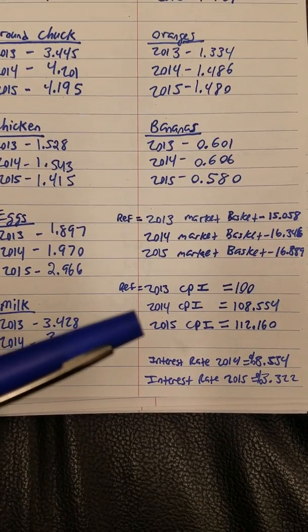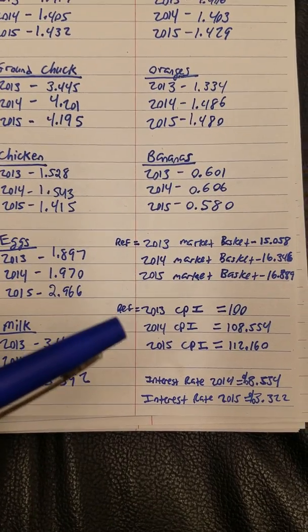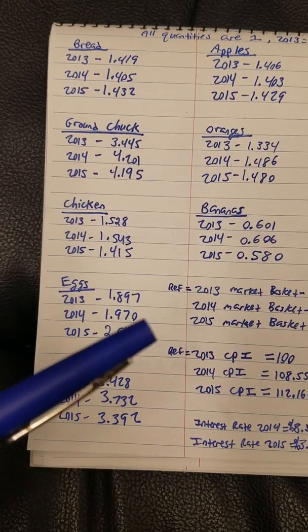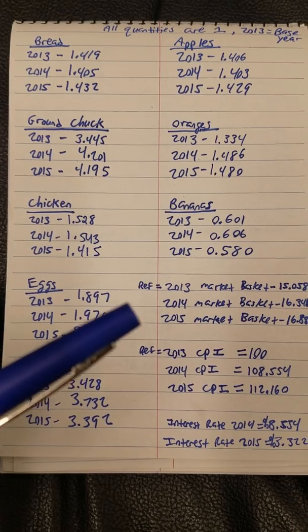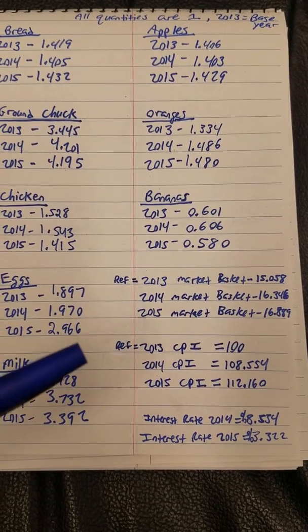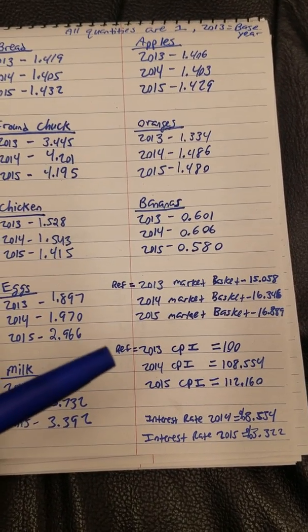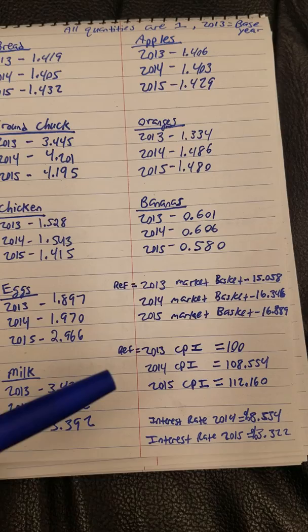Now, the Consumer Price Index shows just how far the dollar is going by showing the difference in prices. My quantities are all going to be static at 1. My base year is going to be 2013. So since 2013 is the base year, that's going to be 100. That's going to be the reference throughout the entire thing. That does not change, seeing as how that's the base year.